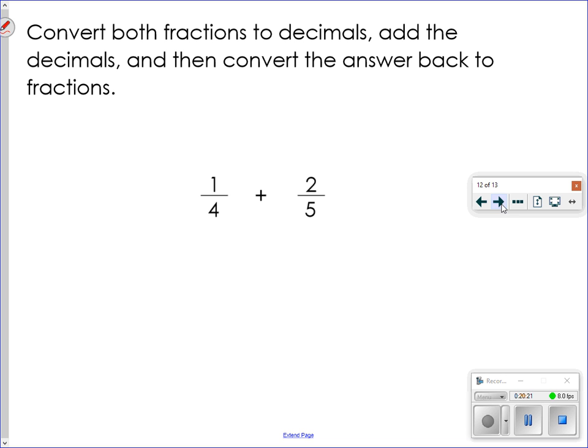Okay? So let's think about 1/4 for a minute. Can I make that into tenths? Is there anything I can multiply 4 by that would equal 10? No. So I have to go hundredths then. Okay. 4 times 25. So do the same in the numerator. 1 times 25 is 25. So that's 25 hundredths.